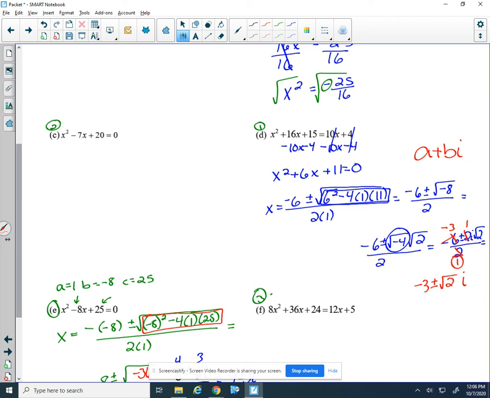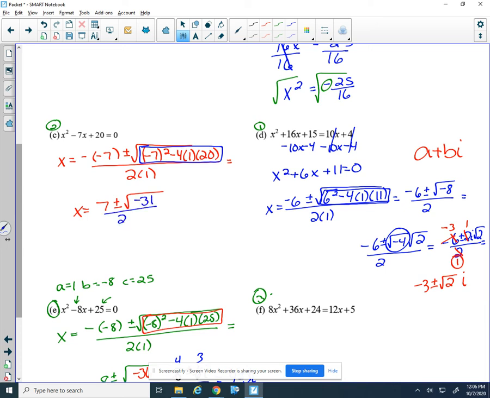So our next one is C. So this is x equals negative 7 plus or minus the square root of negative 7 squared minus 4 times 1 times 20, all over 2 times 1. As I said, hopefully you've done these yourselves, because I'm not really giving you time to type stuff in the calculator. So if you need to pause the video, you can. So I have negative 7 plus or minus the square root of negative 31 over 2.